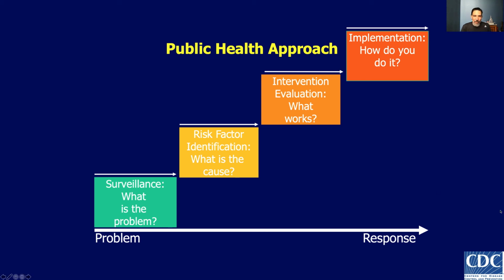At that point, I would also argue that there is a sort of feedback loop here. When you are implementing interventions at scale to control a particular public health problem or address a particular public health problem, you can then use surveillance systems to evaluate whether or not it's actually having the desired impact on the population health outcome that you're focused on.